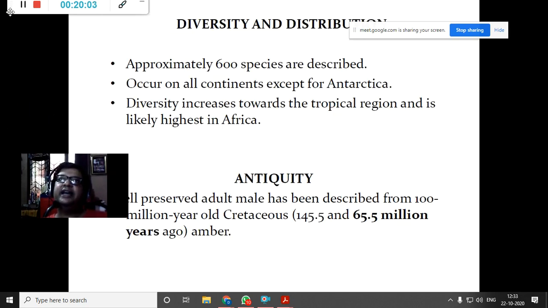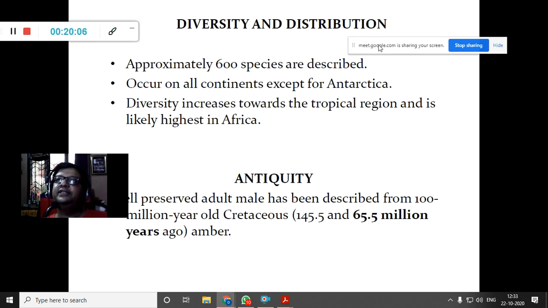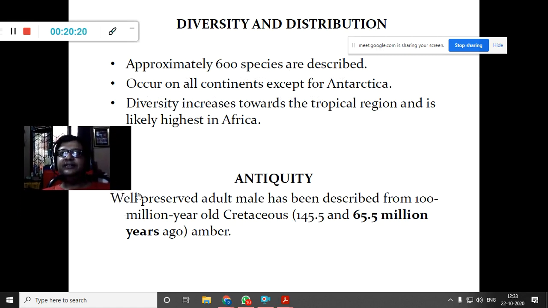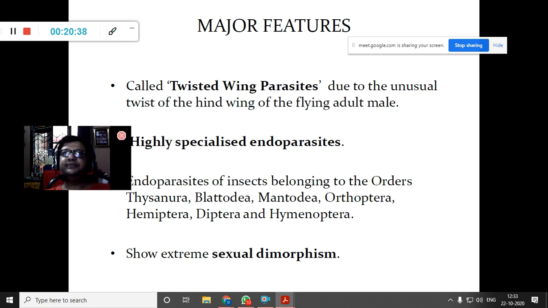Now if you look at the diversity and distribution of this insect, basically there are 600 species described. They occur on all continents except Antarctica. Diversity increases towards the tropical region and is likely highest in Africa. Among the ancient ones, a well-preserved adult male has been described from 100 million year old Cretaceous amber. Amber is a type of stone in which the fossils are found. In the Cretaceous age you can find these.